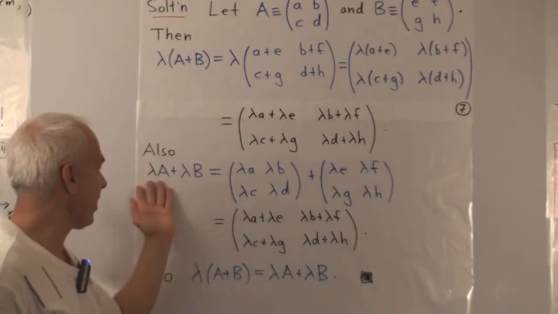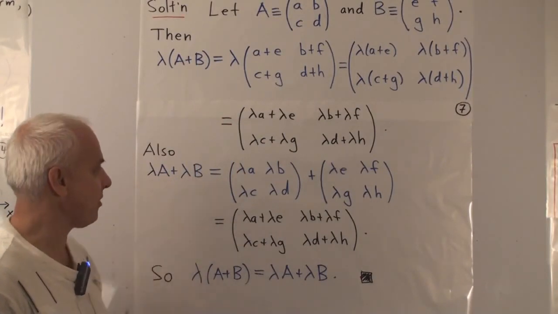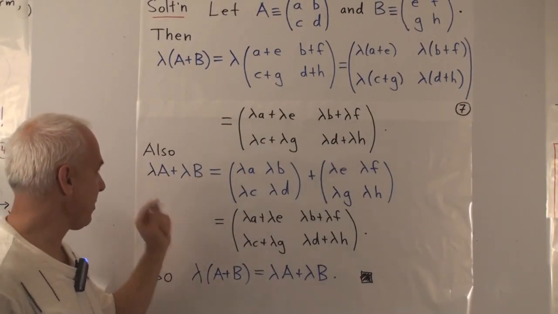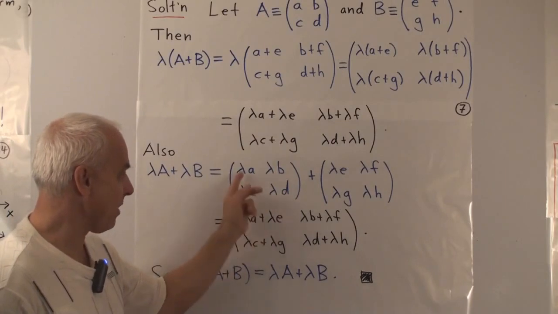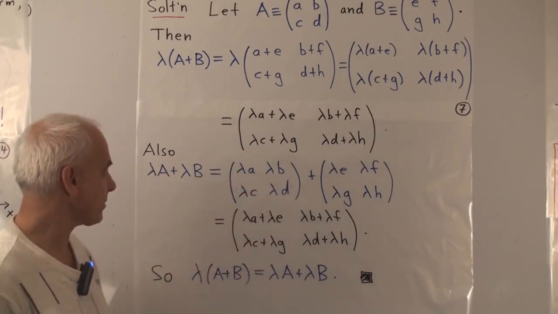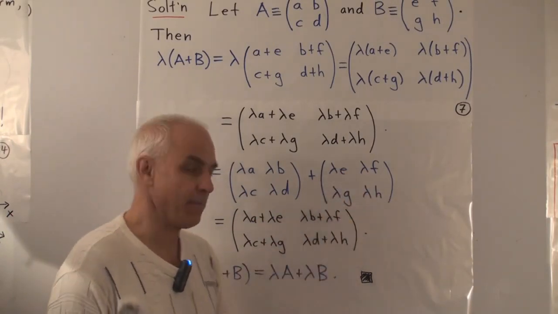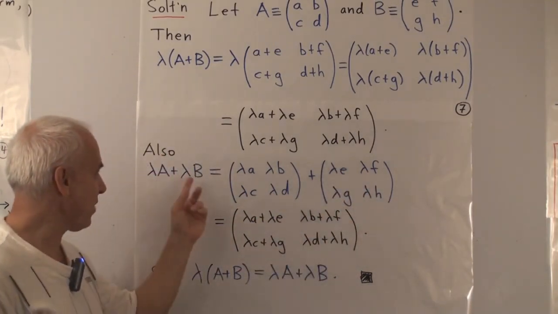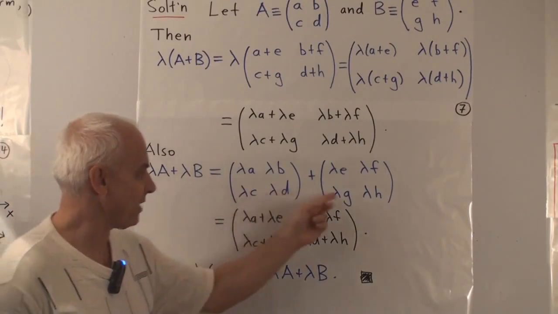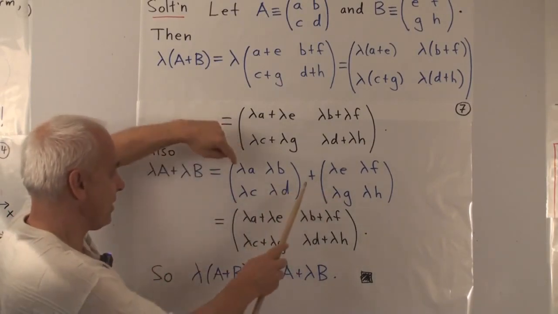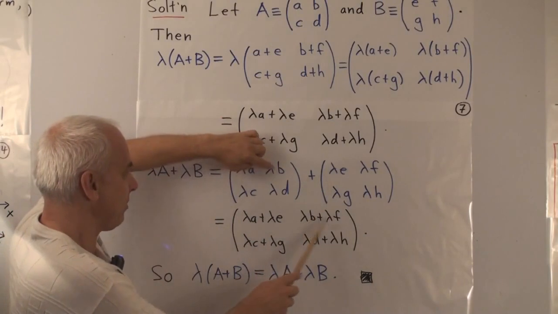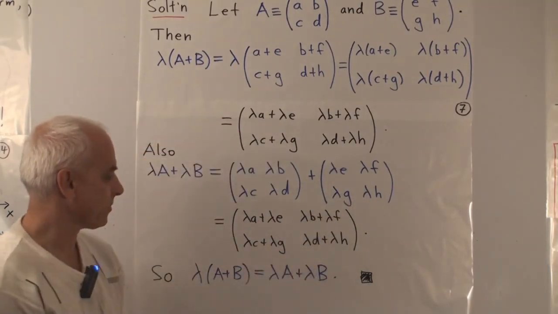Now let's look at the right-hand side, which is lambda A plus lambda B. Well, what is lambda A? It's what we get by taking the matrix A and multiplying everything by lambda. Lambda B is what we get by taking the matrix B and multiplying everything by lambda. And now we need to add these two. How do we add these two? We just add component-wise. Lambda A plus lambda E, lambda B plus lambda F, and so on.